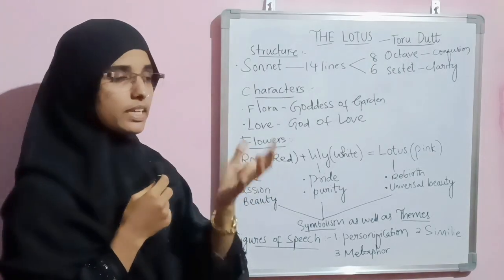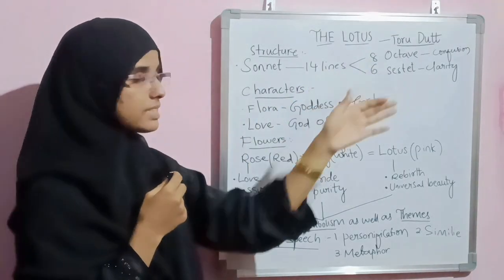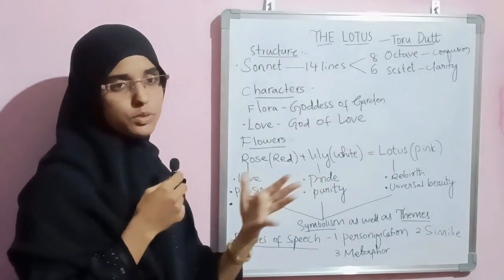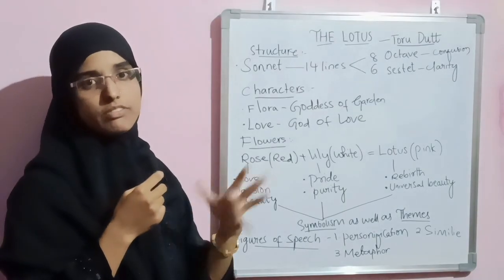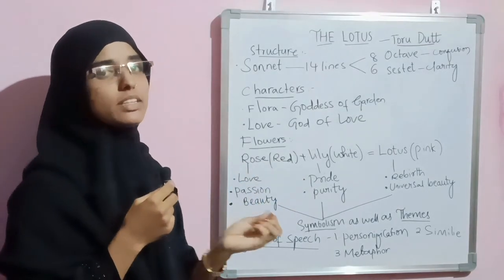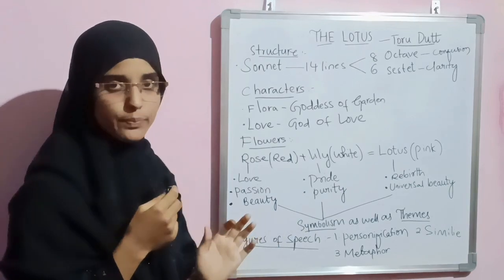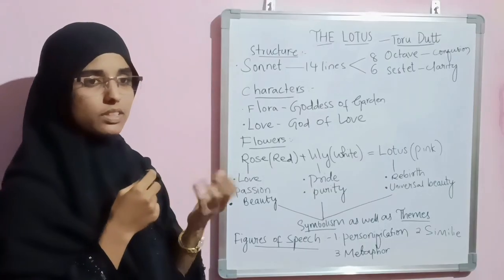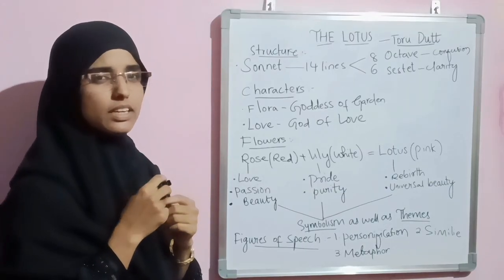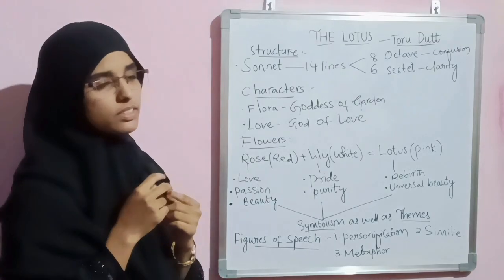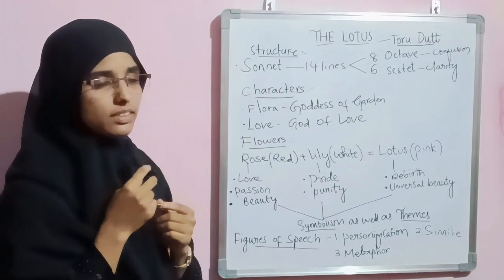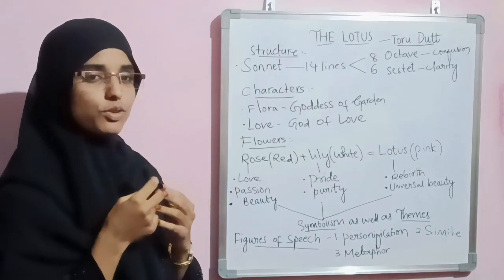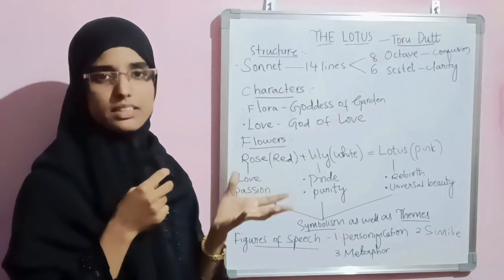So now 8 lines are completed. In the remaining 6 lines, Flora now speaks to Love. See, I explained to you that these are the two flowers. There is a rivalry between these two flowers. Now you have to decide which color flower you want. So Love is in confusion again. He says, first I want a red rose. Then he says, actually I want a white lily. Then he says he's not sure which one he wants. So he asked Flora if it is possible to get both the colors.